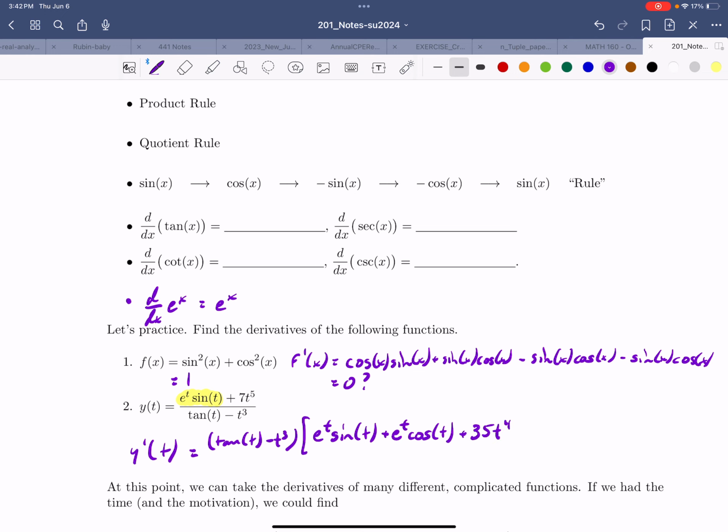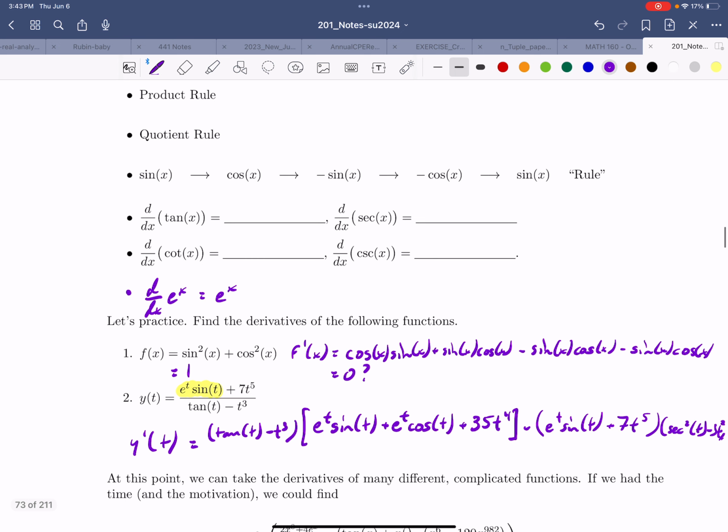All right, so low d high, I guess that wasn't so bad, minus high d low. Now remember, the derivative of tangent is secant squared. That's minus 3t squared. Close that parenthesis. Well, I can't quite write it, but it's closing the parenthesis. All right, and then all of this is over low squared.